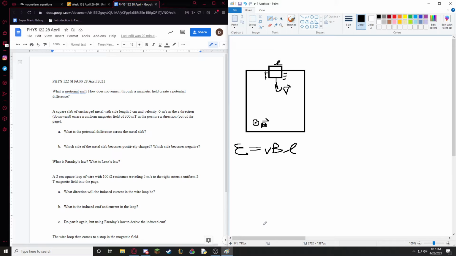So now let's talk about slightly more annoying stuff. You can actually start with Faraday's law and get to our motional EMF. So what is Faraday's law? Does anyone want to tell me what it is?